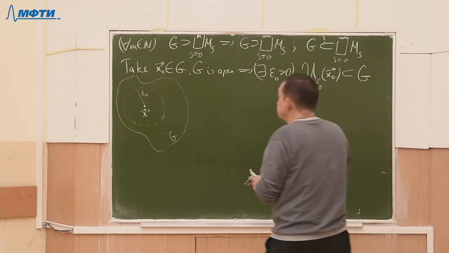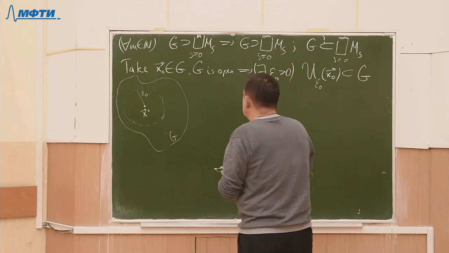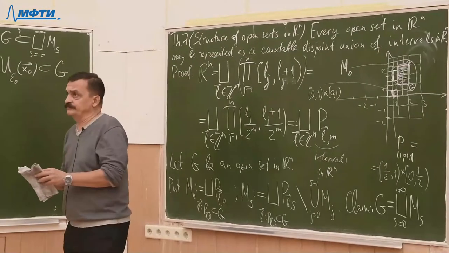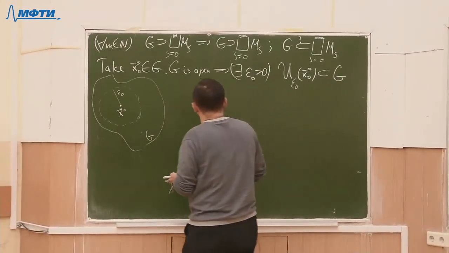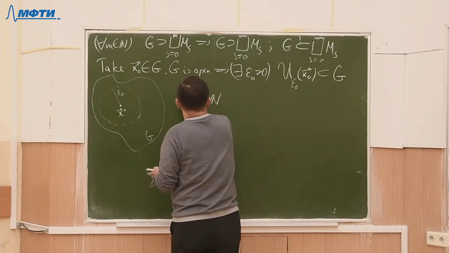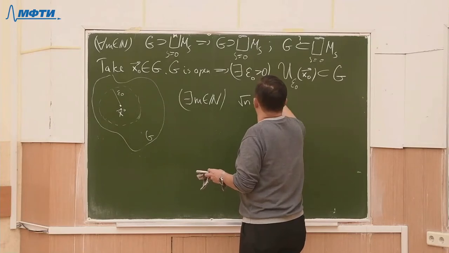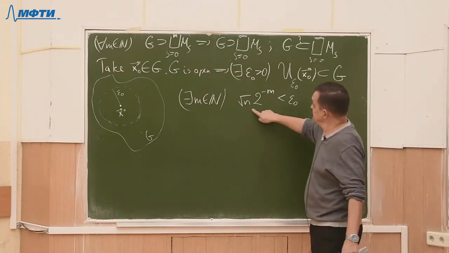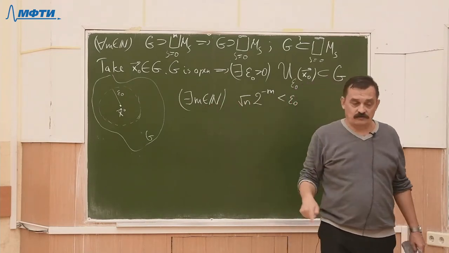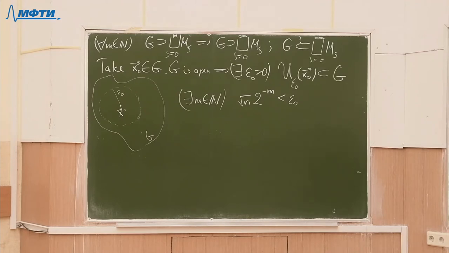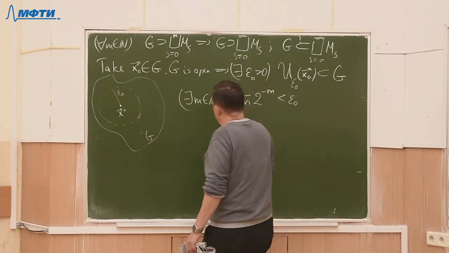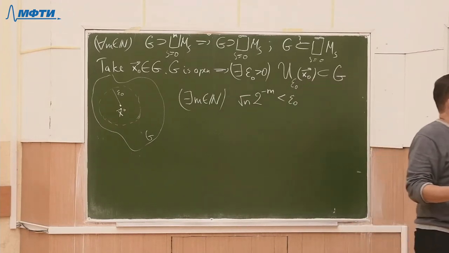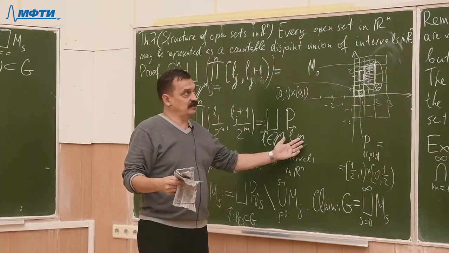Then, what we can find, look, the sequence 1 over 2 to the power m tends to 0. Hence, we can find a natural m such that square root of n times 2 to the power minus m is less than epsilon naught. Why? Because this sequence, as m goes to infinity, tends to 0, so it will be as small as we want. Then what do we do? We choose a level of intervals. So m will be taken here as well.